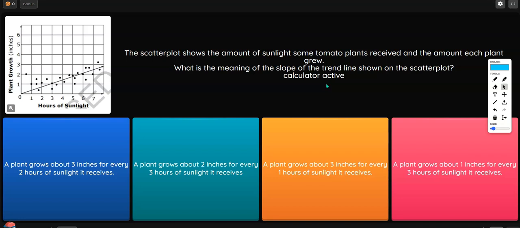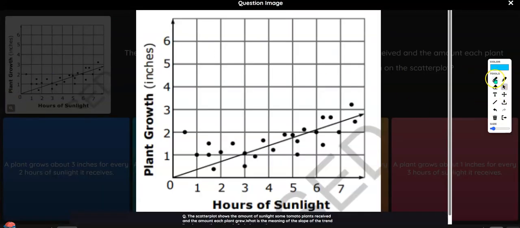So as the hours of sunlight increases, the growth of the plant should also increase. All of these choices down at the bottom say that the plant grows as the hours of sunlight increases, so we know that any of them could be a possibility. So let's look at our graph here.